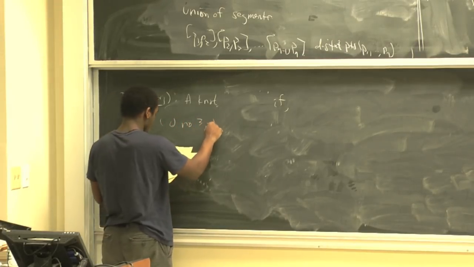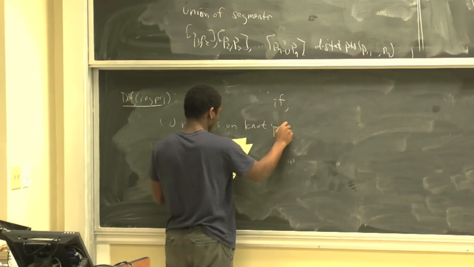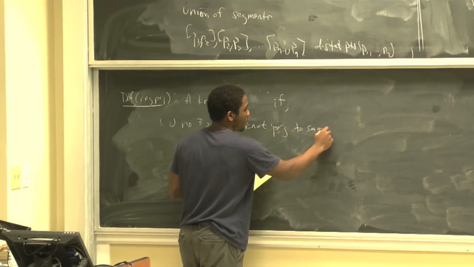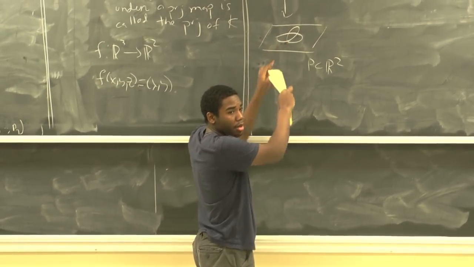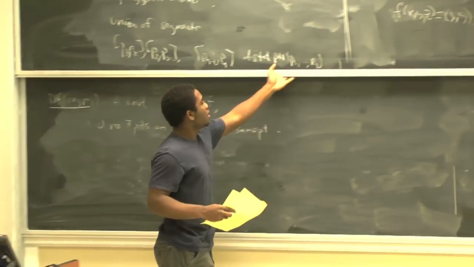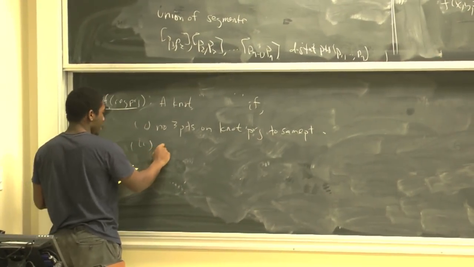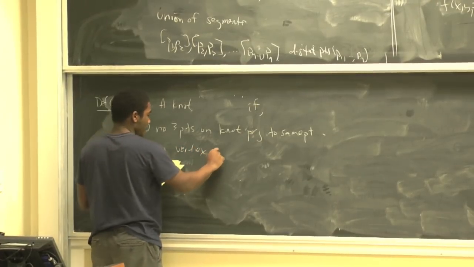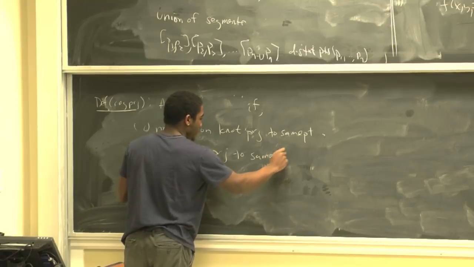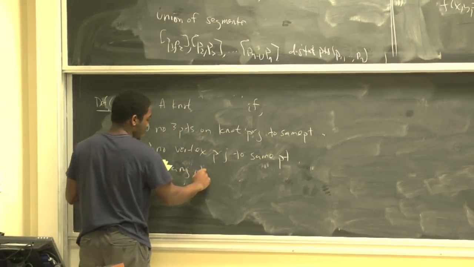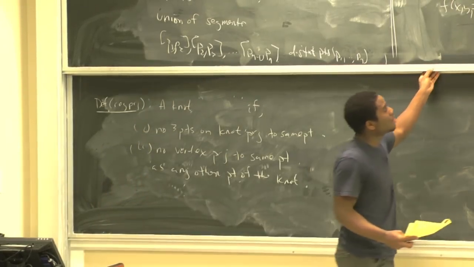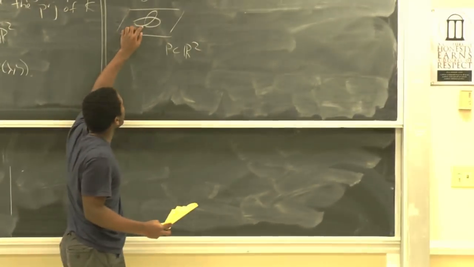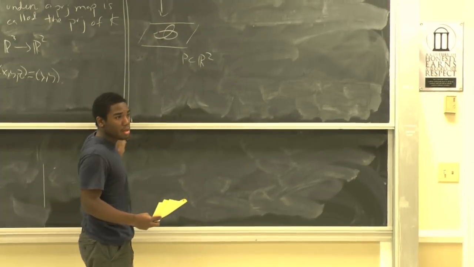So one, no 3 points on our knot map to the same point in the projection. And what this is basically saying is we want to allow double points, but we don't want to allow a third point that actually maps onto this double point. Does that make sense? Okay, and our next condition is we don't want any vertex to project to the same point as any other point of the knot. And this just literally comes from my definition of wanting our knot to be non-intersecting. So we don't want any vertex to hit another point on this knot. Is that cool?